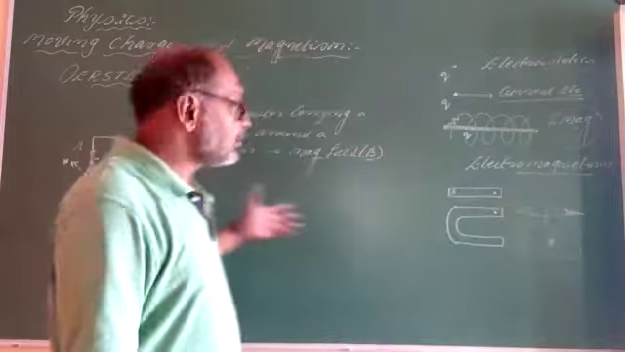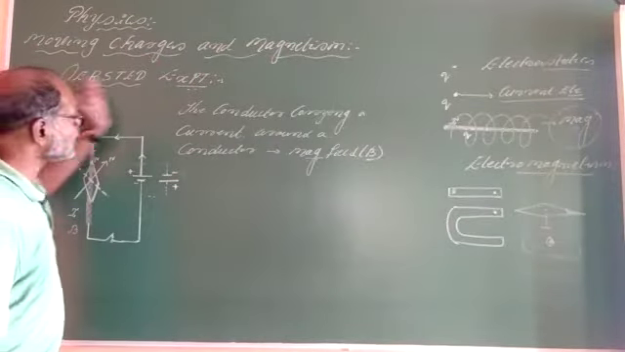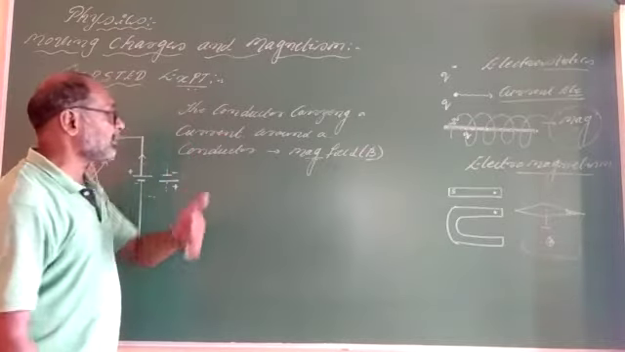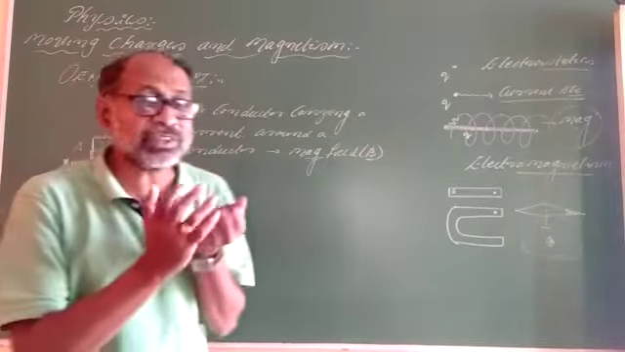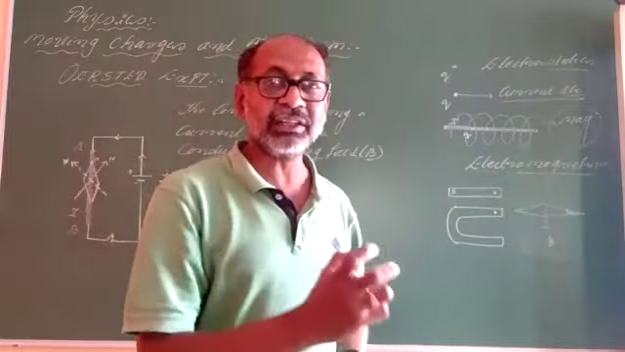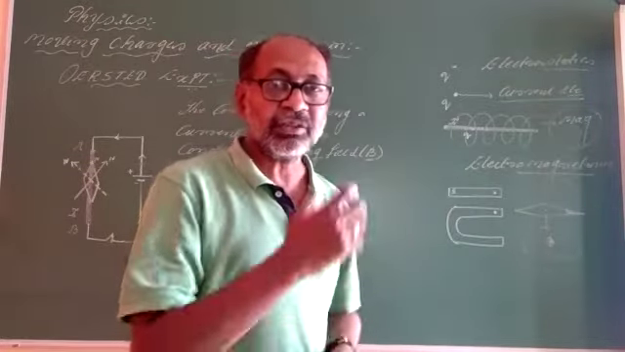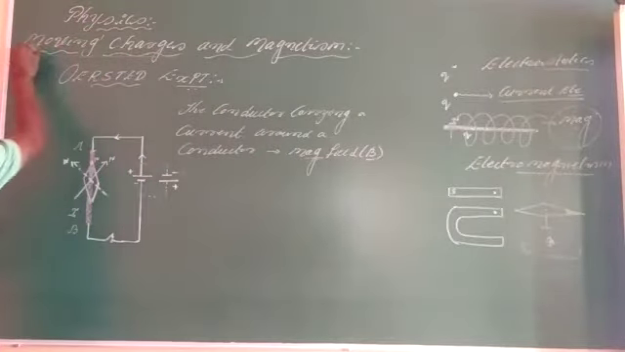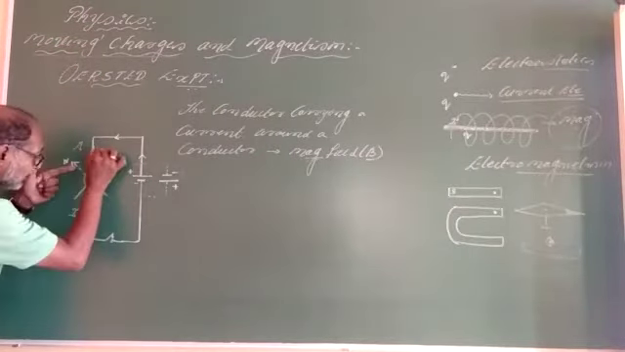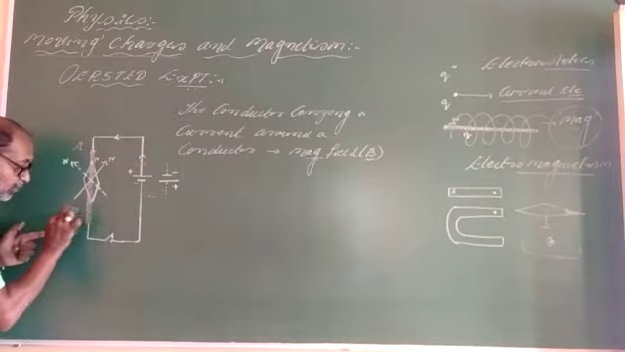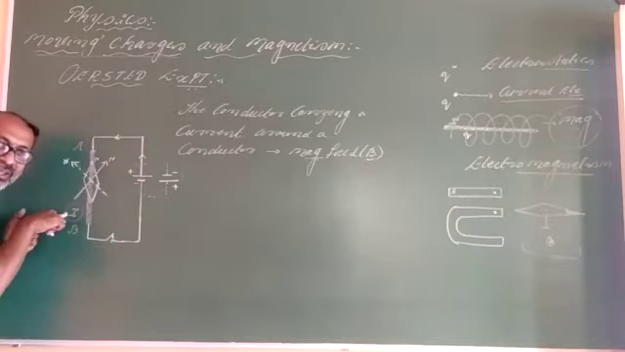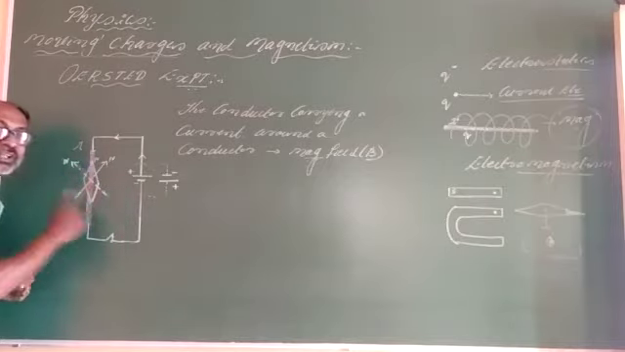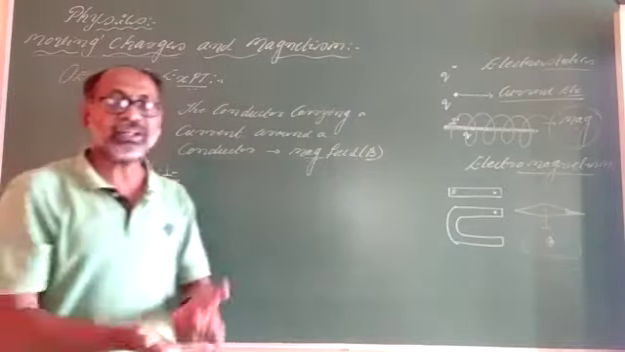So this is the very simple experiment that is called Oersted experiment. This leads to the conclusion that around a conductor carrying a current there must be the presence of a magnetic field. It means that when the charges are in motion like this, it leads to the current, and around that conductor there is a presence of the magnetic field around it.